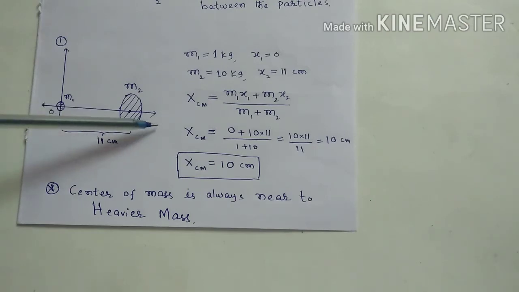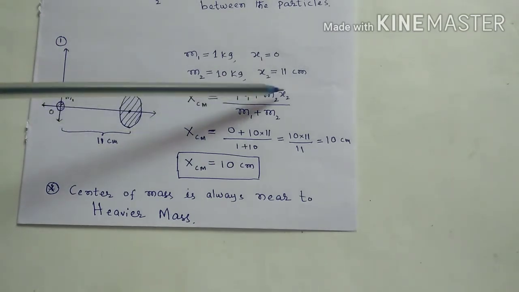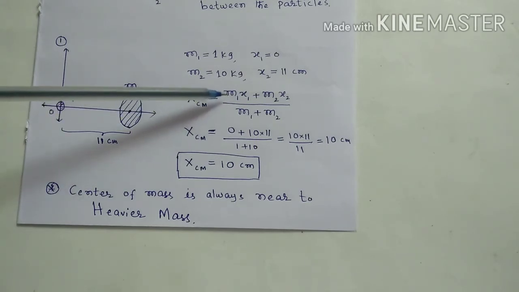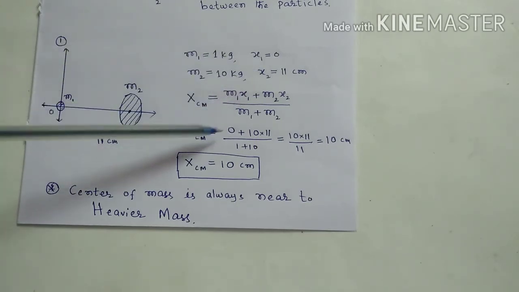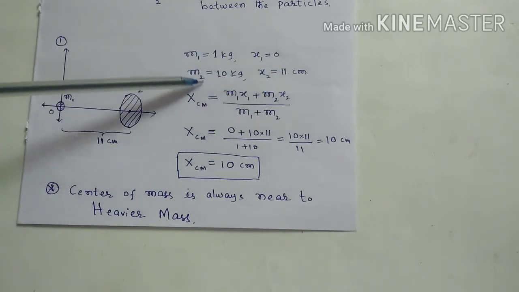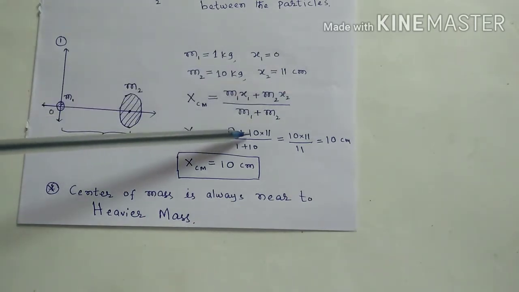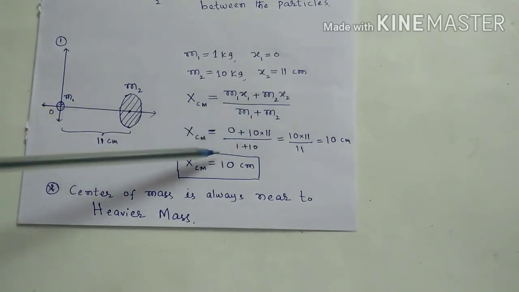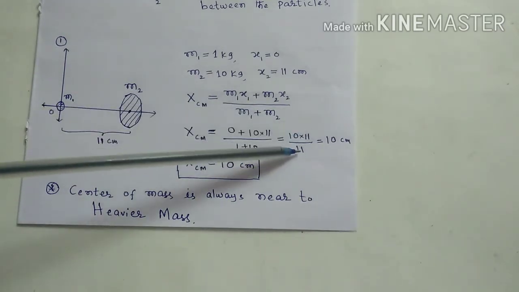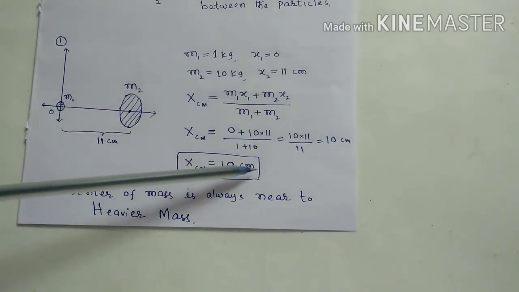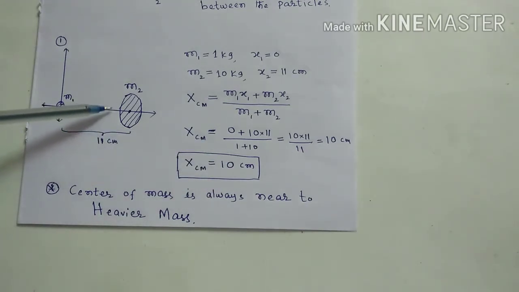Since both are lying along the x-axis, the x coordinate of the center of mass, xcm, is equal to m1 x1 plus m2 x2 by m1 plus m2. Simply substitute. M1 is 1, x1 is 0, so this is 0, plus M2 is 10, x2 is 11, so 10 into 11 divided by M1 plus M2, 1 plus 10, that is 11, so 10 into 11 by 11 equal to 10 centimeter. So the x coordinate of the center of mass is 10 centimeter, means somewhere here.